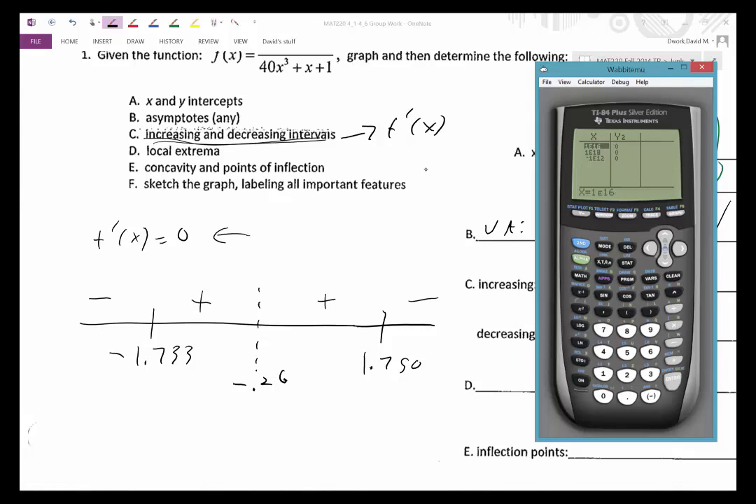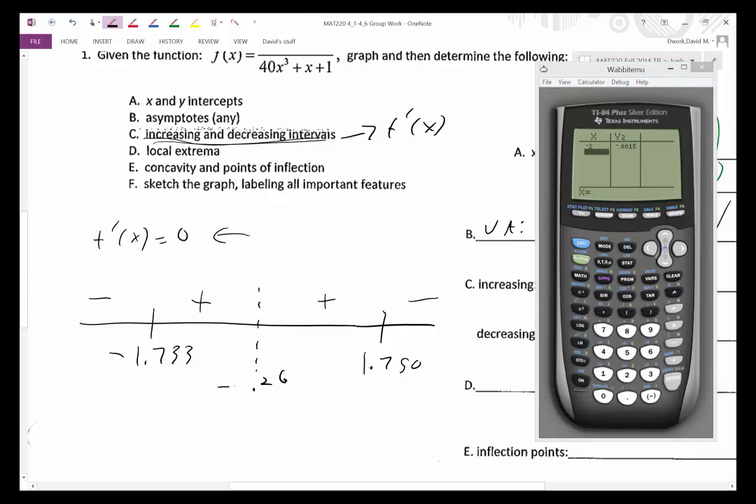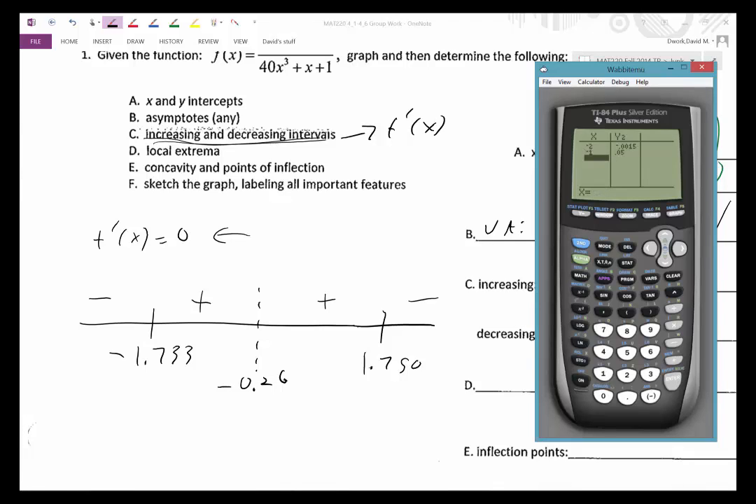Since we still have it in the mode where it's asking for values, I can just type in any number I want. So picking one number that's to the left of negative 1.7, well, that'd be negative 2. Notice the value we get out, our derivative graph is telling us it's a negative value. So now I need to pick a value somewhere between negative 1.73 and negative 0.26. So I'm going to type in the value of negative 1. Notice the value we get out of that is positive.